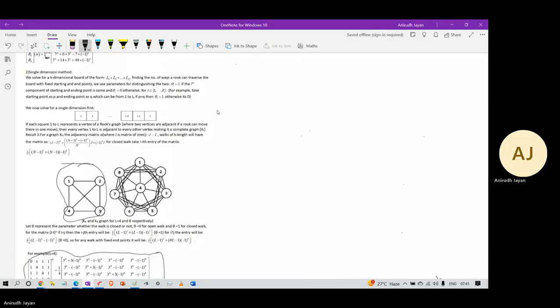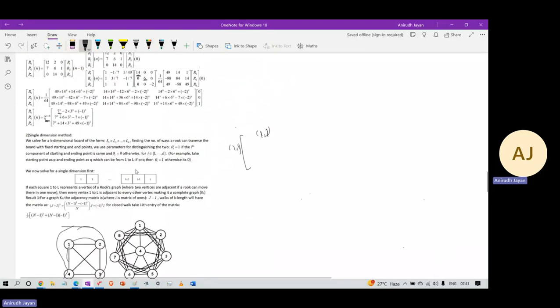That's right. The number of walks from 1 to 2 is the entry (1,2) and (2,1), since the matrix is symmetric. So therefore, it gives you the number of walks from one square to the other by calculating the nth power of the adjacency matrix, which we have just found.